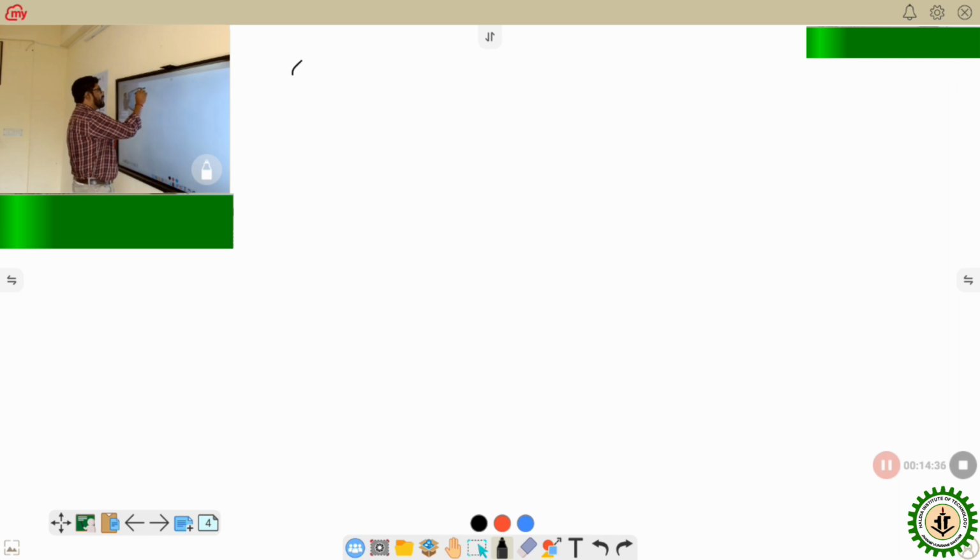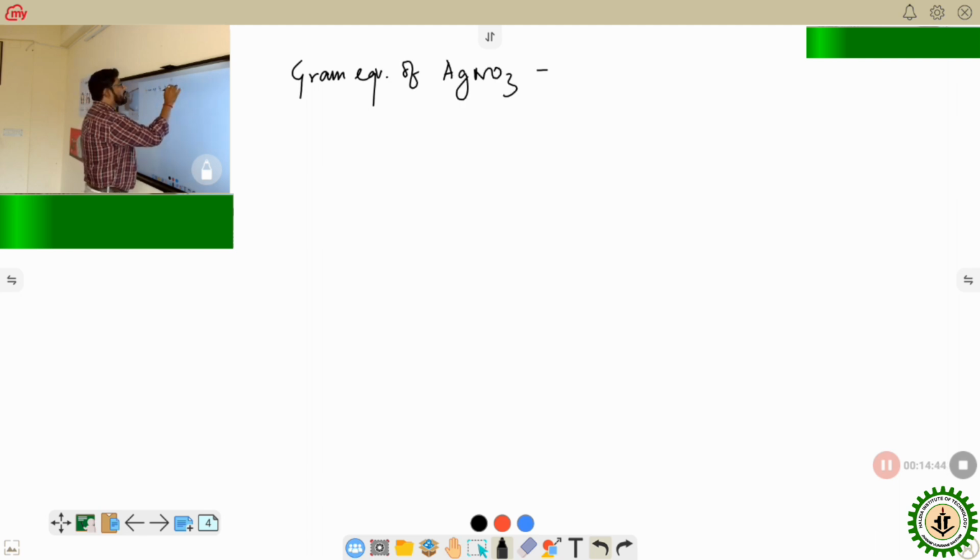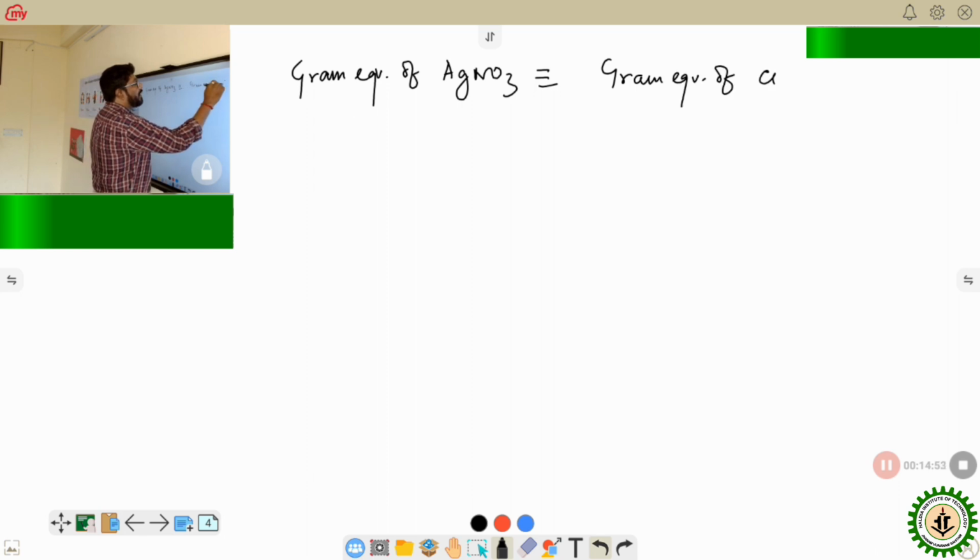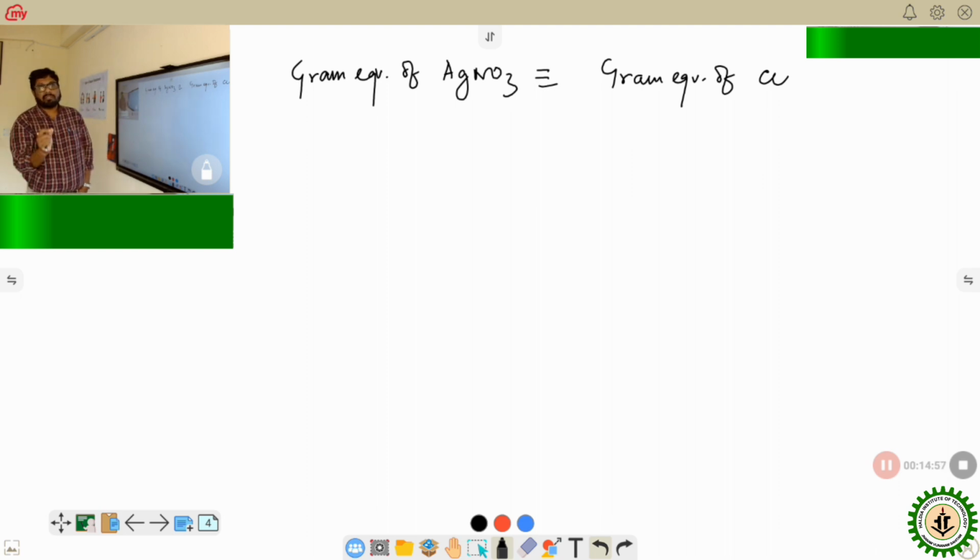That means I can say that gram equivalent of silver nitrate is equivalent to gram equivalent of chlorine. Yes, we are considering Cl minus, but the mass of one electron we are neglecting. So Cl minus and Cl both have the same mass. That's what I am considering.